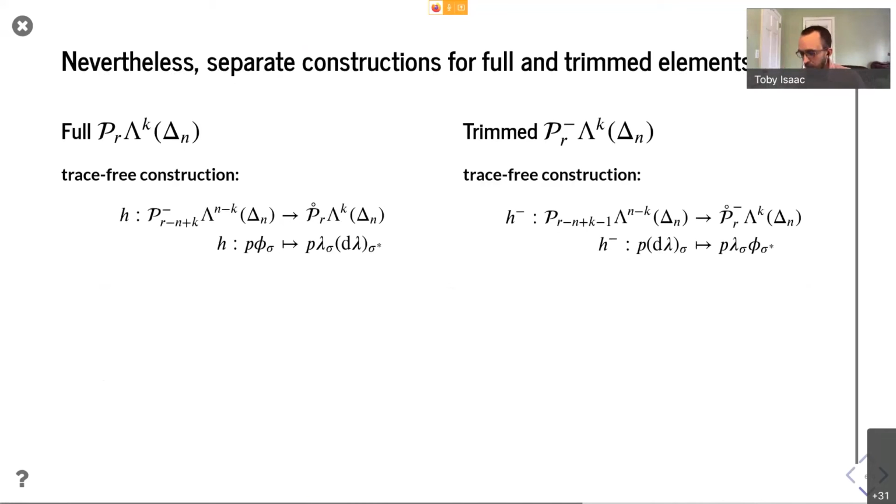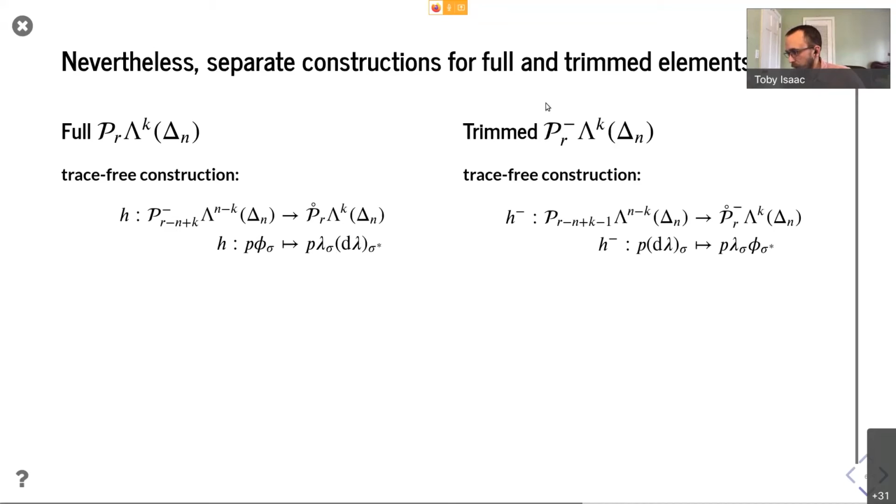So there's something clearly innate going on there that may not be special to one space or another, but nevertheless, if you look at the literature, there are kind of separate constructions for full and trimmed polynomials. So if you want to construct trace-free full polynomials and you go to Arnold, Falk, and Winther, they take a Whitney form with index sigma and turn it into a lambda sigma d lambda sigma star. So one of those trace-free things based on a barycentric K-form.